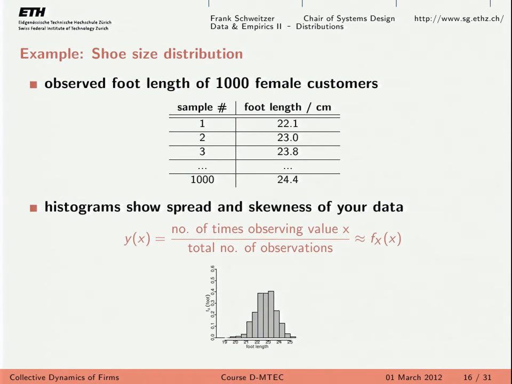And therefore, we are addressing this here. So we have 1,000 measurements of the foot size, and then we get these numbers here. And then we plot the histogram, number of times observing a given value, divided by the total number of observations, which is 1,000 in our case. And then we get a picture like this here.